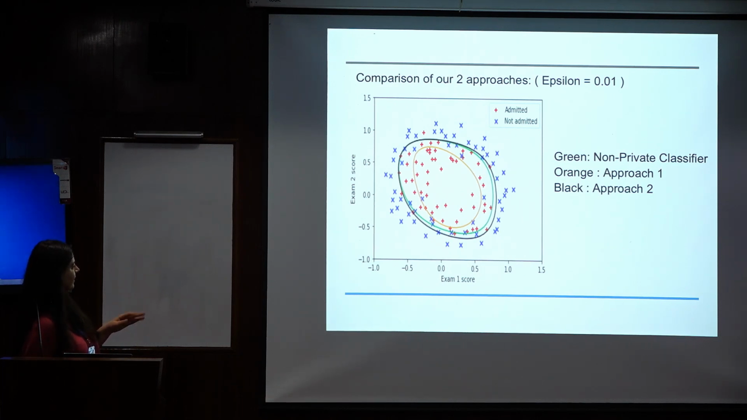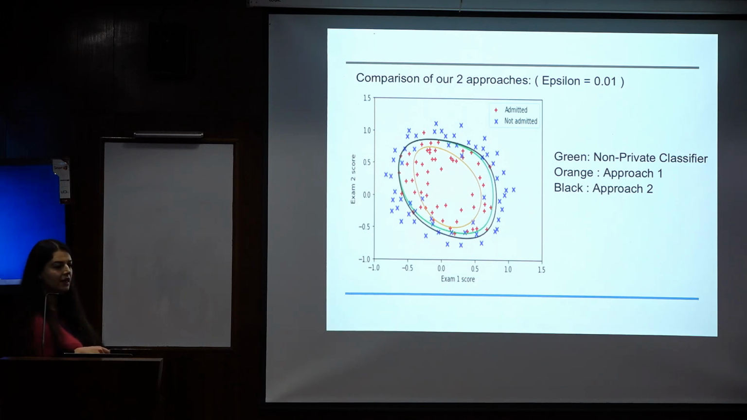We have a set of students, and either they passed the exam or they didn't pass the exam, or they were admitted somewhere. I don't remember the exact set. Okay, so we have this data set. If we do the classification, the green one is the classifier where we don't use any encryption or differential privacy. Okay, so this is the classifier that we can get, the green one.